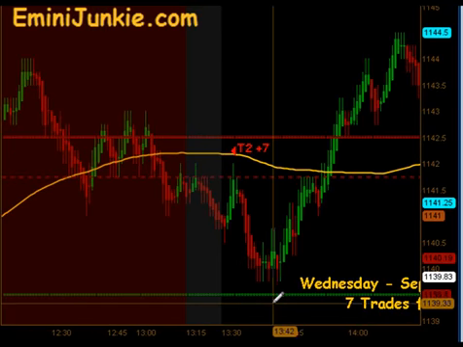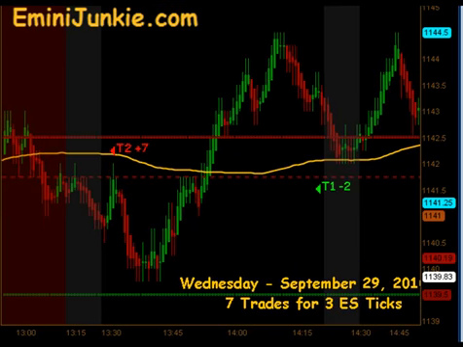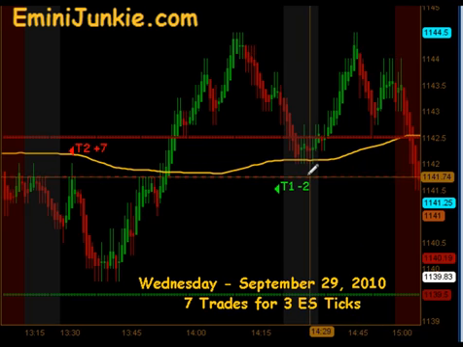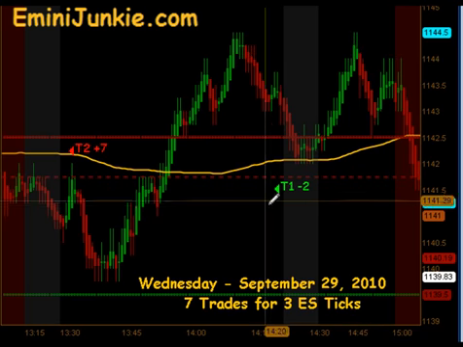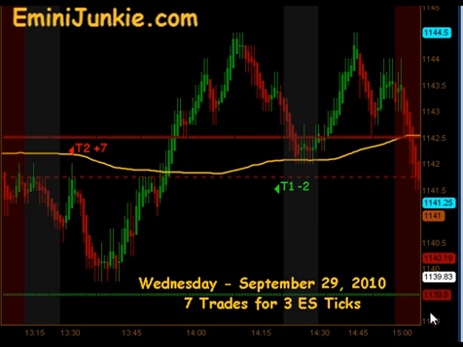And then ultimately at the end of the day it bounced off the open up through our moving average, pulled back into a long, which made an equal swing high but didn't get the follow through for new highs, so ended up stopped out after 3 o'clock for a T1 minus 2. So all in all, if you're just taking the signal plan entries and you're not part of the room, you had about 7 opportunities today for 3 ES ticks.